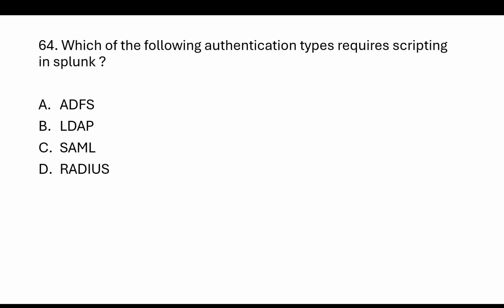Question number 64. Which of the following authentication types requires scripting in Splunk? Option A, ADFS. Option B, LDAP. Option C, SAML. Option D, Radius. And the answer is Radius.